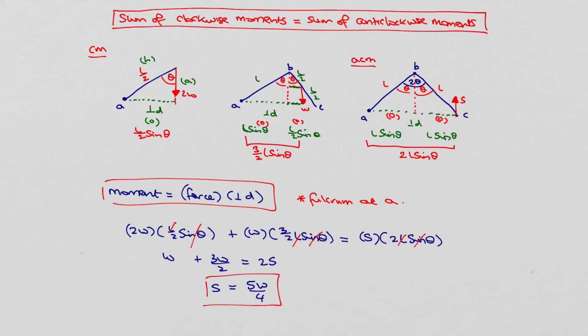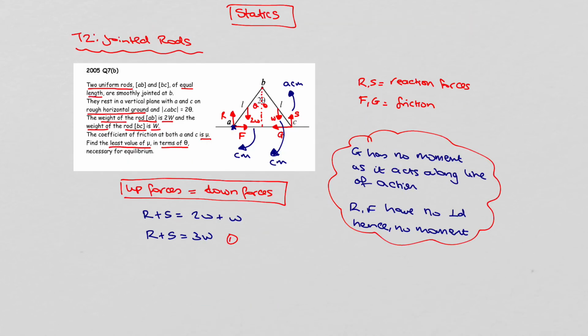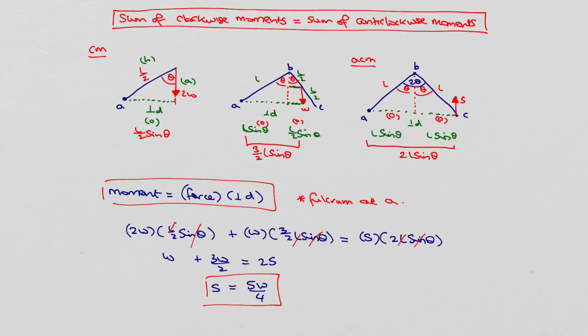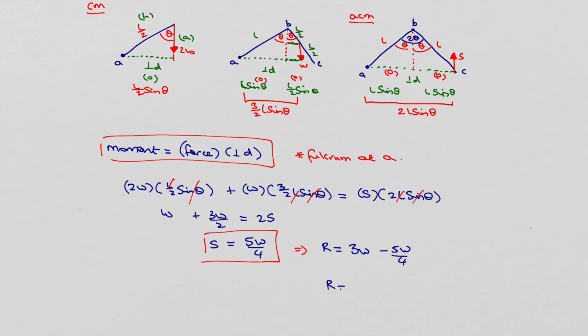So now we have our reaction force at S. And if we go back to the first one there, our up and down forces, we know that R plus S equals 3W. So therefore we can say that R must equal 3W minus S, which is 7W over 4. And hence the reaction force at A must equal 7W over 4.